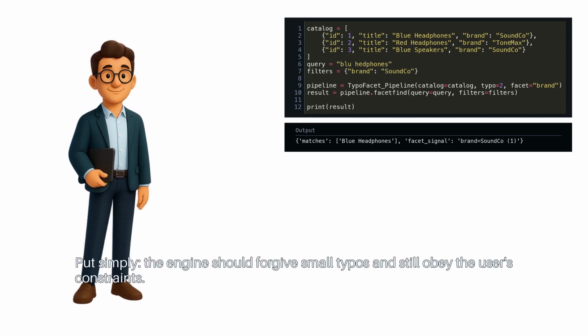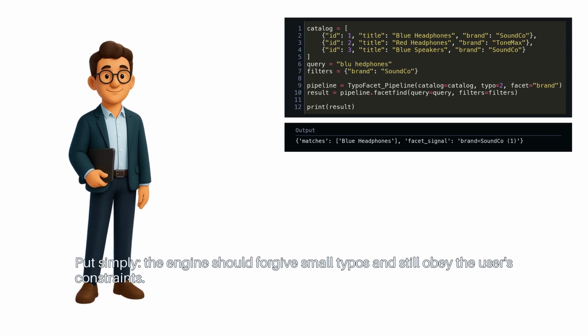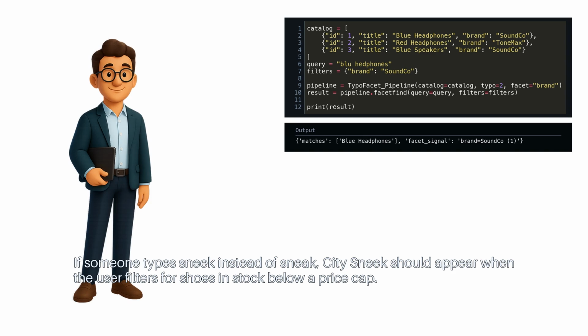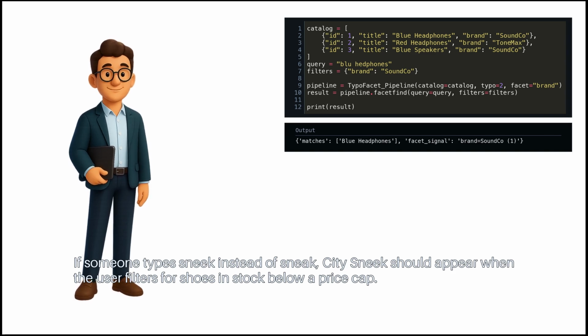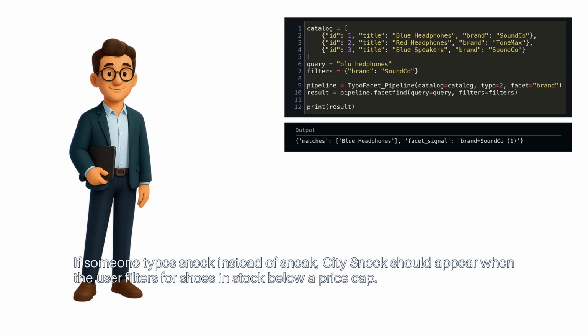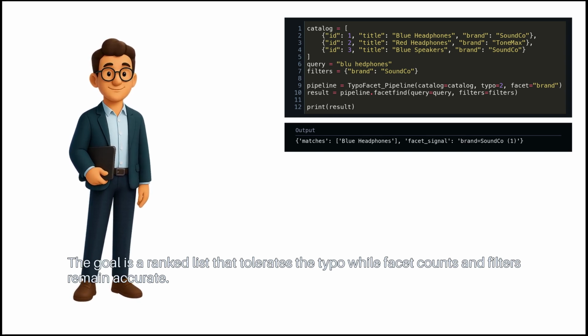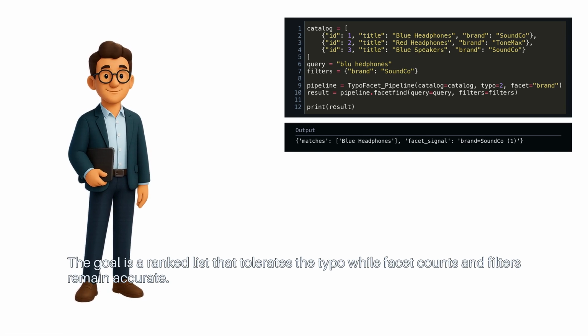Put simply, the engine should forgive small typos and still obey the user's constraints. If someone types "sneak" instead of "sneaker", City Sneak should appear when the user filters for shoes in stock below a price cap. The goal is a ranked list that tolerates the typo while facet counts and filters remain accurate.